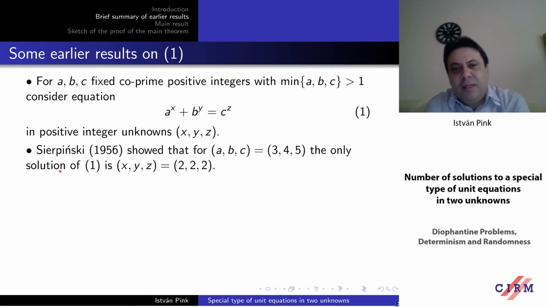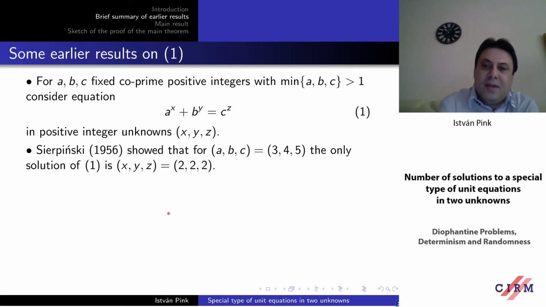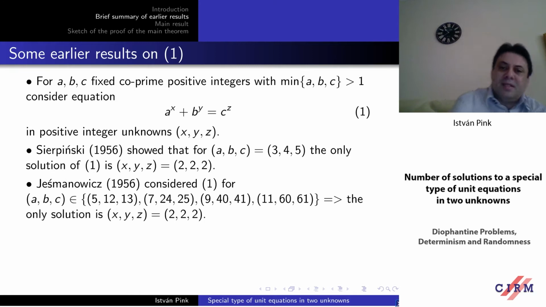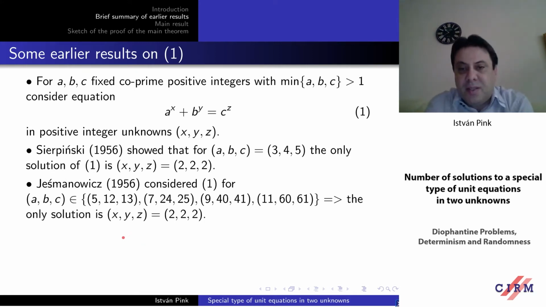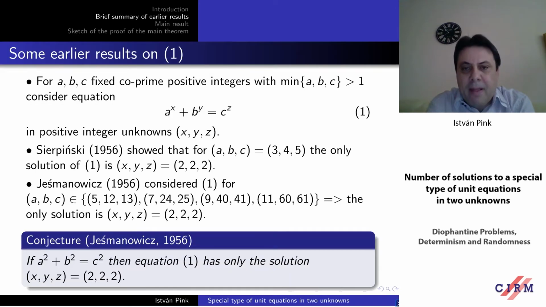The first result seems to be the result of Sierpinski, and he solved completely the case where the bases are 3, 4, and 5. Namely, he considered this case of primitive Pythagorean triple, and he showed that in this case 2 to 2 is the only solution. In the same year, Jesmanovic extended Sierpinski's result, obtaining the same conclusion for these primitive Pythagorean triples. And after that, Jesmanovic formulated his conjecture, namely, if a squared plus b squared equals c squared, then equation 1 has only the solution 2 to 2.